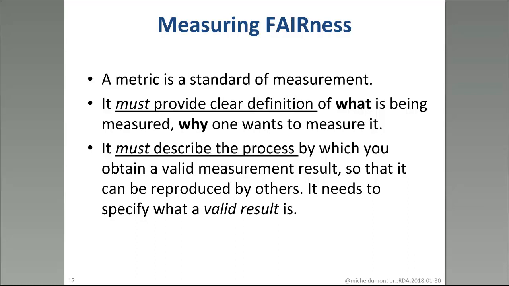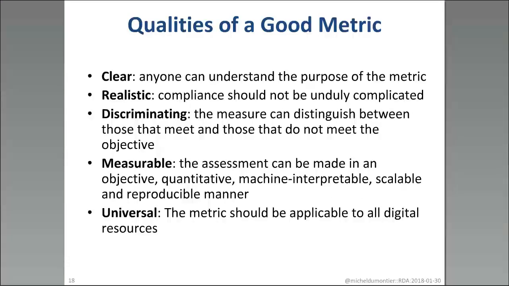So to measure fairness, we imagine that we would have to have some metrics, some measures or standards of measurement. These metrics should provide a clear definition of what is being measured and why one wants to measure it, right? So what are we asking for, and why is that important? Because you can imagine that you could generate hundreds, if not thousands, of different kinds of measurements, but are they really useful, and what purpose are they going to be used for? I think those are important questions to address. They must also describe the process by which you and any other person could obtain a valid result so that it can be reproduced by others. And we need to specify what a valid result is. So these are the basic aspects of what a metric should do, and maybe how we should operationalize it.